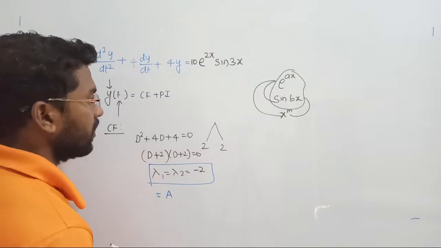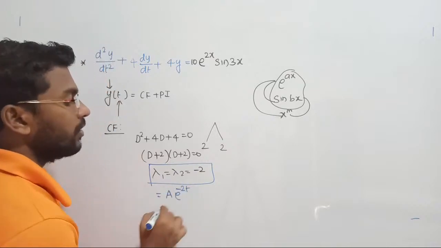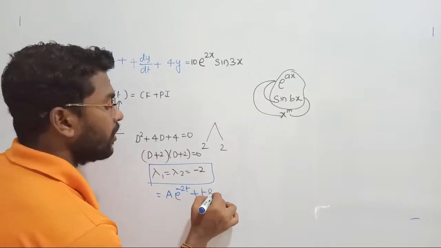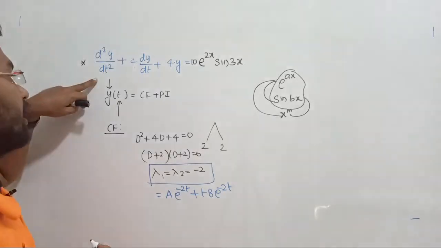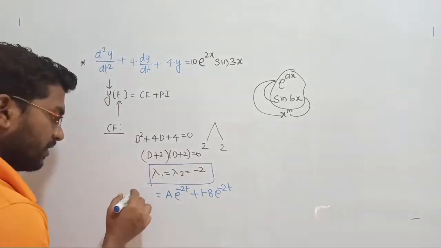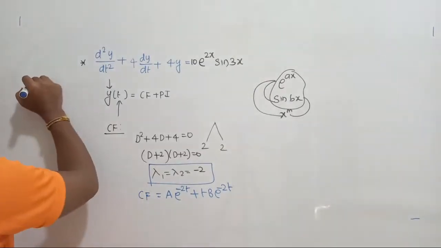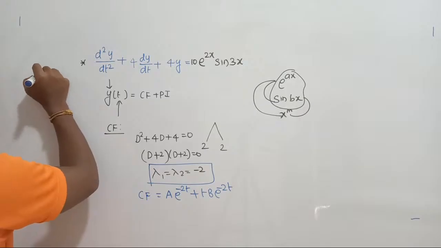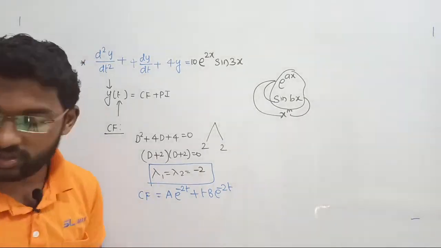The characteristic equation can be written as a into e power minus 2t plus t into b into e power minus 2t. See that I have repeated roots, but my independent variable is t here. I have to consider t. Yes, so that is going to be the complementary function. So let us keep it on this side. I got a plus bt into e power minus 2t. That is the complementary function that we got.